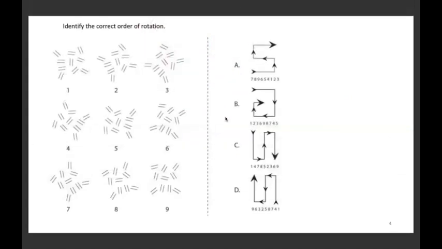You have to identify the correct order of rotation. Here each figure numbered 1, 2, 3 is rotated in some way or the other. You have to identify from the options which is the correct sequence of rotation. Rather than figuring out how it is rotated, we should ideally just look at the options and cross check. Option A says 7, 8, 9. So I will just look at one part.